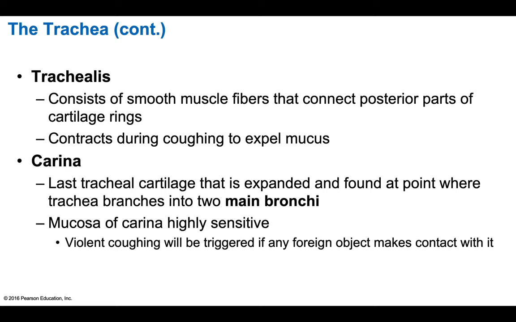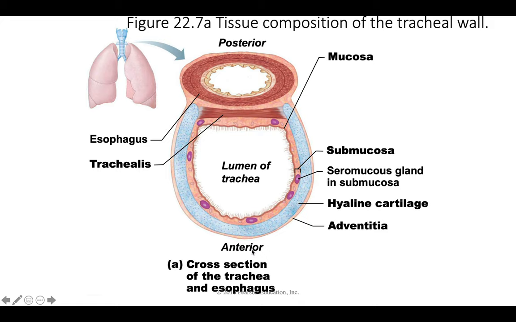So this is a cross-section of the trachea and the esophagus. This is the anterior part and this is the posterior. So all this is the trachea and this is the esophagus. This is the lumen, like the open part where the air will pass through, and the lumen of the esophagus is over there. That's where food will pass through.